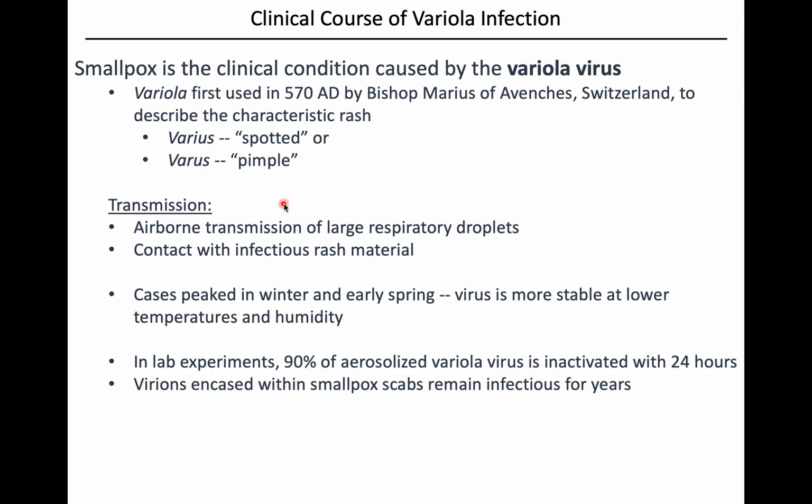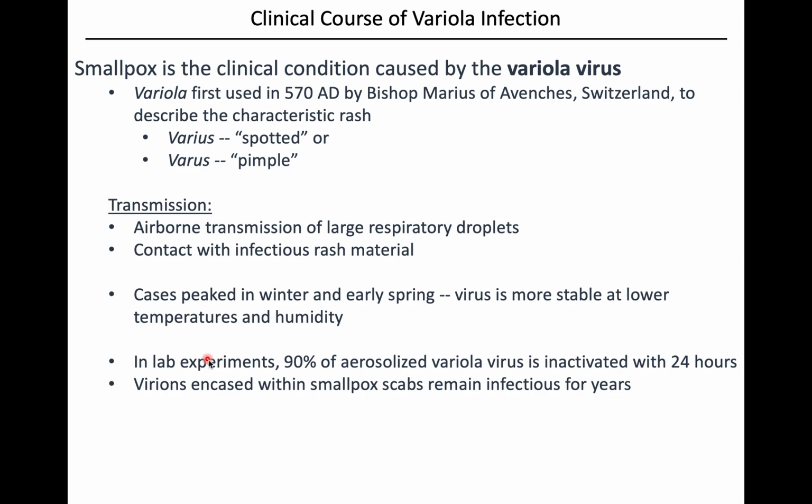In terms of its transmission, it can be airborne through large respiratory droplets, or you could contract smallpox by coming into direct contact with rash material, basically scabs that had fallen off, which sounds pretty gross and arguably is gross, but those scabs are infectious. Cases tend to peak in the colder months because the virus has been shown to be more stable at lower temperatures and at lower humidity levels, which of course you would find in the winter as well.